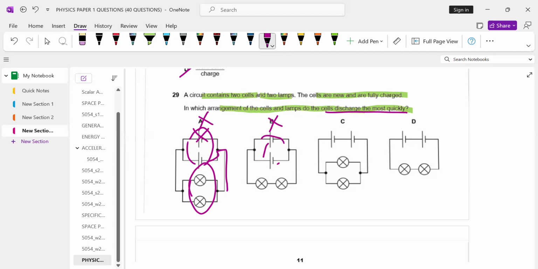Then option C. In option C, you can see that the cells are in series and these lamps are in parallel. So option C seems correct. And then option D is also incorrect, because the cell and the lamp are in series. So option C is correct for question number 9.